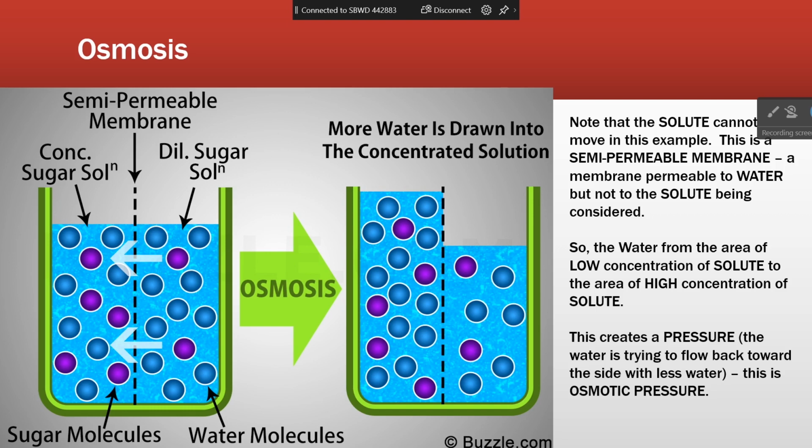Now, as more water moves this way, the pressure of this column is getting higher and higher, right? So at some point, the planet pulling on this water is going to stop more water from moving in. All right, that's what we call the osmotic pressure. And we'll talk more about that when we get into the kidney system.